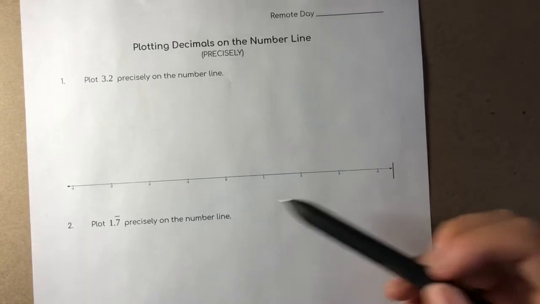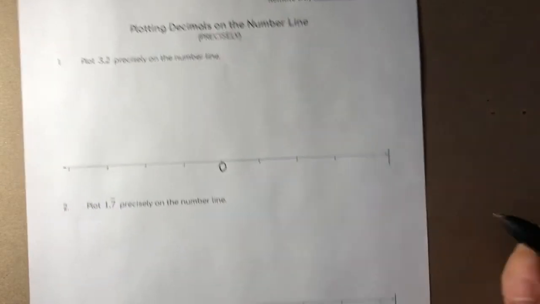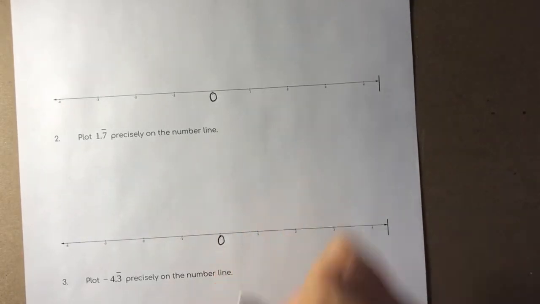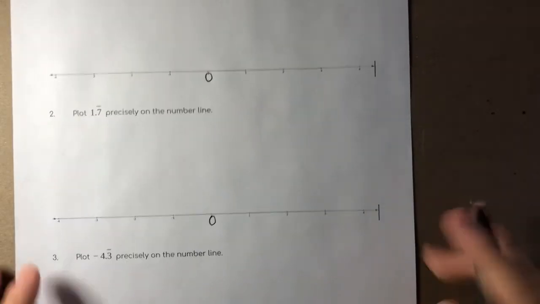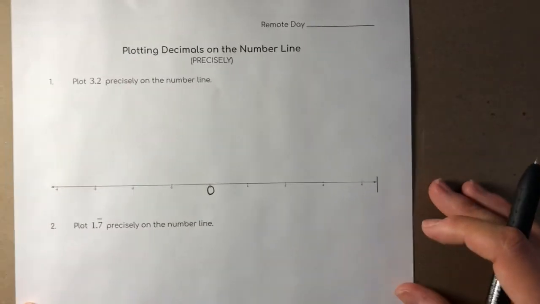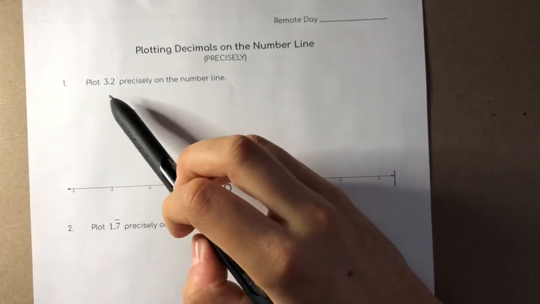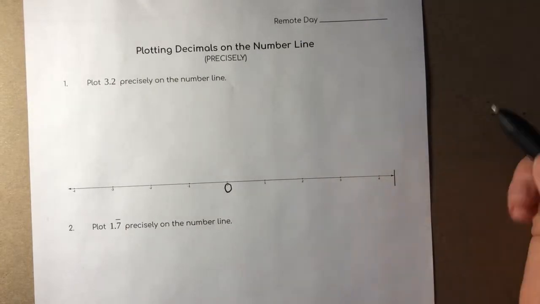So on my number line here, you can see the numbers are really small. So I encourage you to always, on all your number lines, at least put 0 nice and big so that you can see where it goes in all those spots in case you lose track. All right, so let's do it. First number we're going to plot precisely on the number line is 3.2.